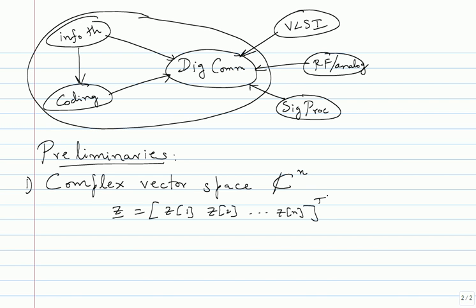You can think of your discrete time signals, for instance. Of course you have the infinite sequence length, but usually when you deal with it in practice, it's always finite length. So all your discrete time signals will belong to some complex vector space. So what is each of the zi? Each of the zi is a complex number.